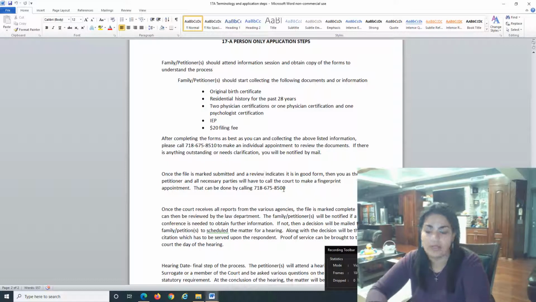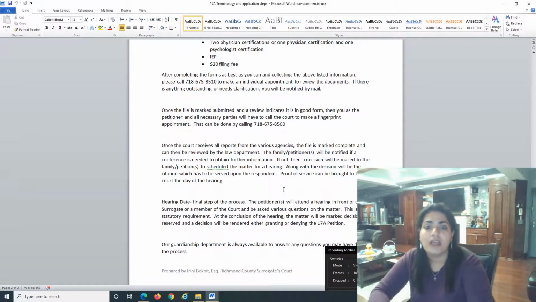But again, with the COVID pandemic, the building right now being closed, you're not going to be able to do this step. But again, the purpose of this information session is to kind of get you started, get the information that you need. That way when things are up and running, you'll be able to jump on this and get this done.